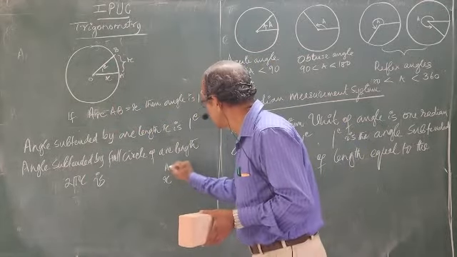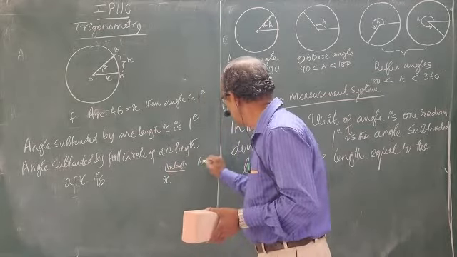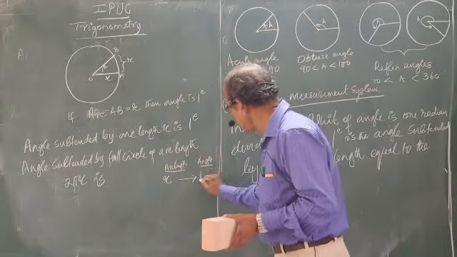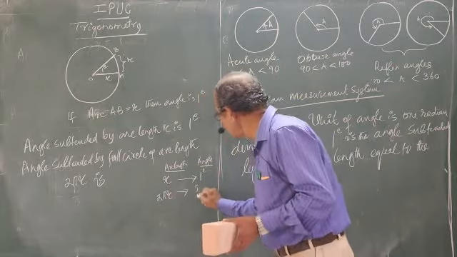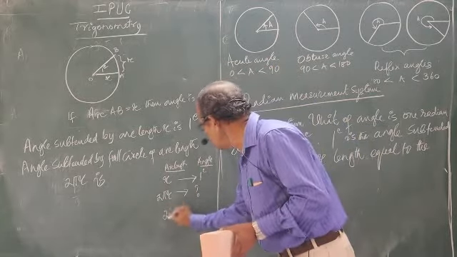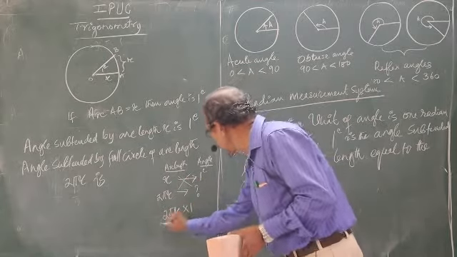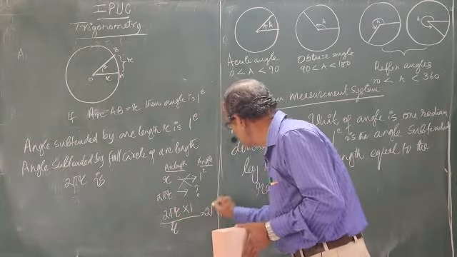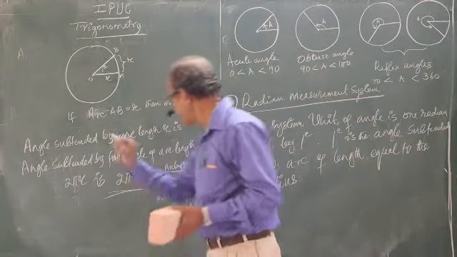r arc length subtends 1 radian. 2 pi r, the entire circle, subtends how many radians? Cross multiplication, you know that. 2 pi r into 1 divided by r, you get the answer 2 pi. Therefore, it is 2 pi radian.